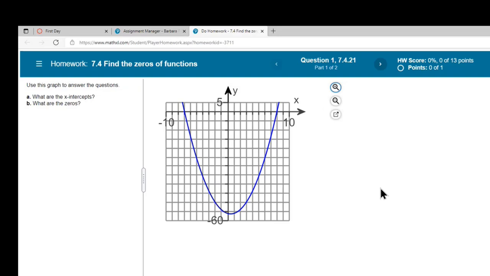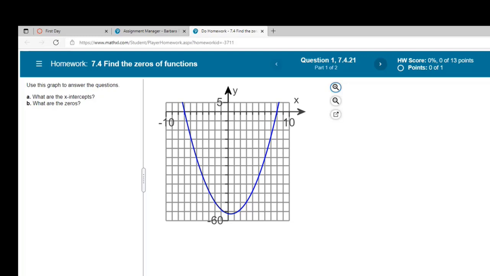Okay, so the zeros and the x-intercepts are where the graph crosses the x-axis. So let's see. 1, 2, 3, 4, 5, 6, 7, 8. So positive 8. And -1, -2, -3, -4, -5, -6, -7. Okay, so we've got -7 and +8.